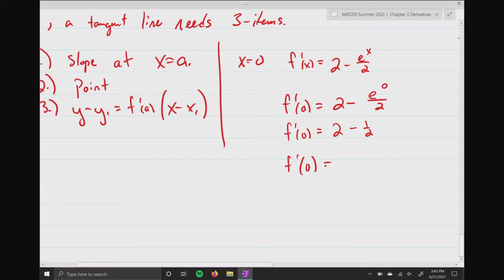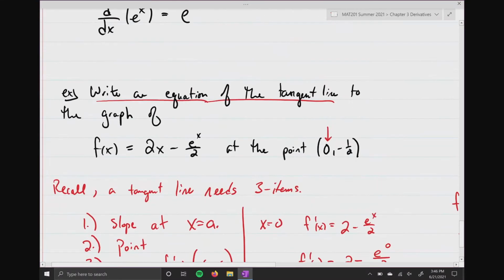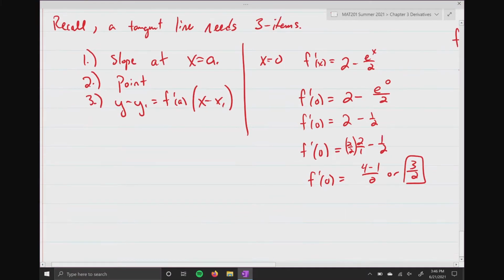To subtract, I need a common denominator. So we got 2 over 1 minus 1/2. Multiply the first fraction by 2 over 2. That's going to give me 4 minus 1 over 2, or 3 over 2. Okay? So in terms of the items that I need, I could put a check mark next to x equals a, or the slope at x equals a.